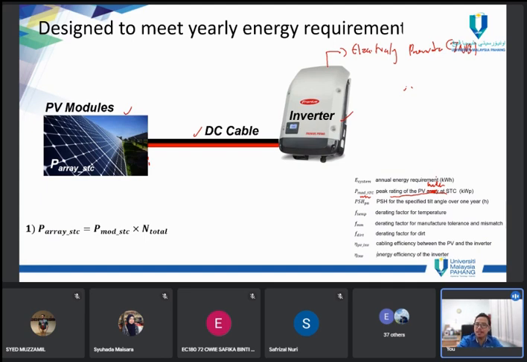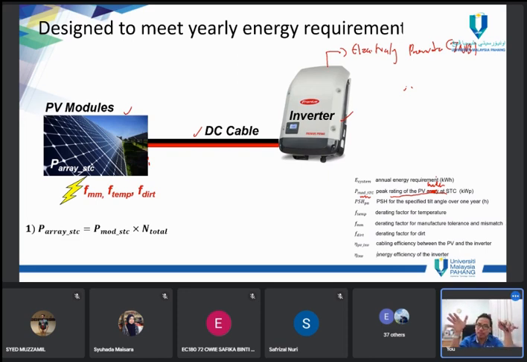Okay. So the P array STC is the P module multiplied with the total number of modules, so that we get the P array STC. If 20 modules, then 240 multiplied with 20, you get 4.8 kilowatts. So that is the P array STC.